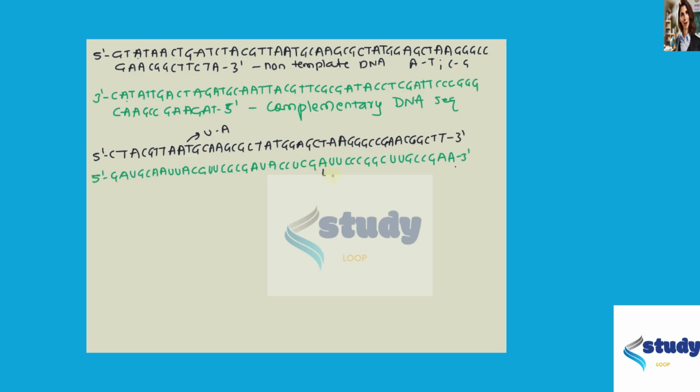So here this is the mRNA and the template DNA sequence. Here you can see that C will base pair with G, T will base pair with A, and A will base pair with U and not T. That is the difference. So this is how the mRNA sequence will be.